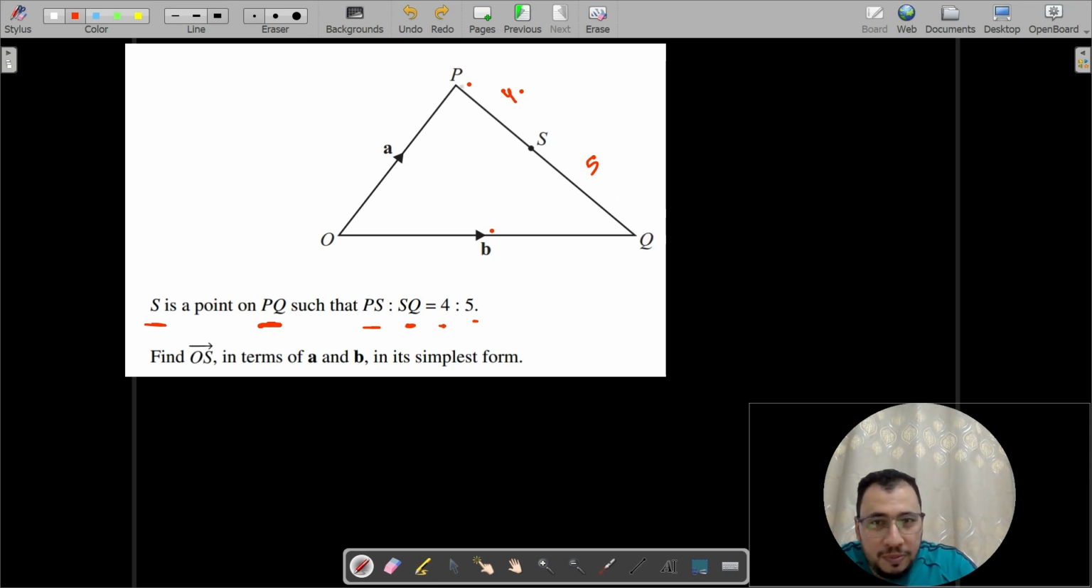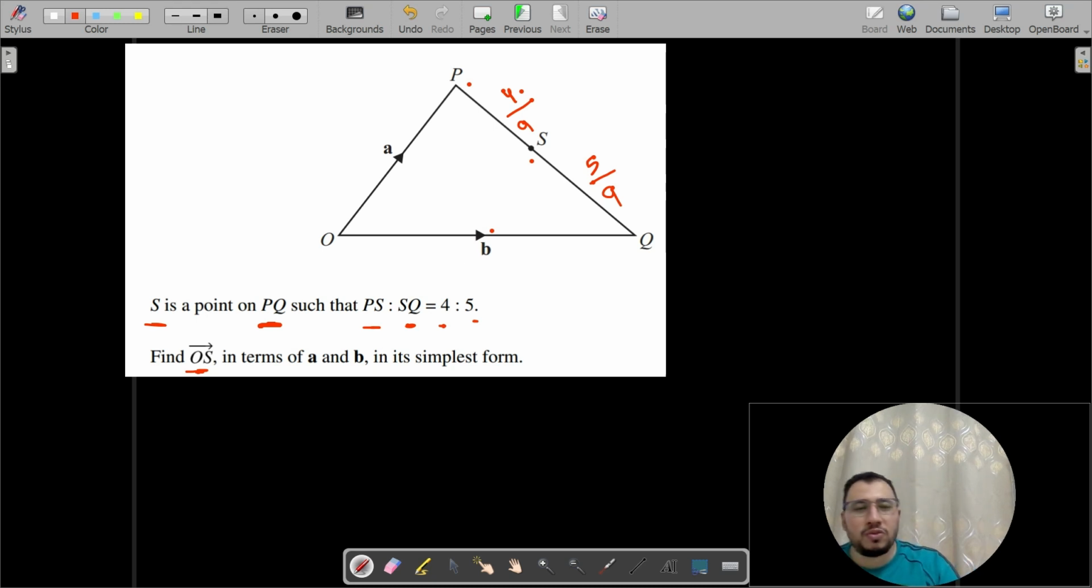Which means here PS is 4 parts out of the 9. And SQ is 5 parts out of the 9. So this is the actual fraction which you are going to use when you write the vector. Okay. Find OS. Let's go and find OS in terms of A and B.